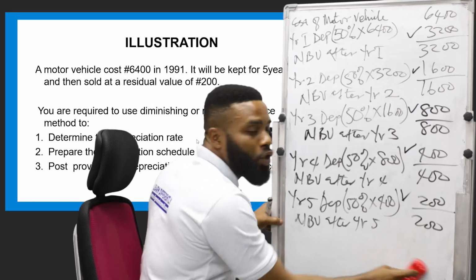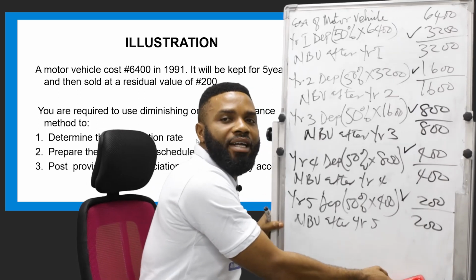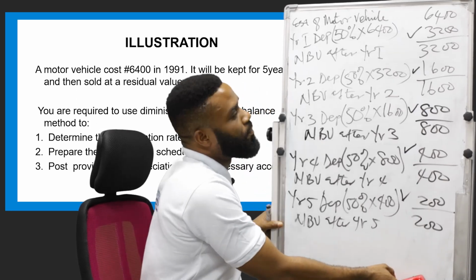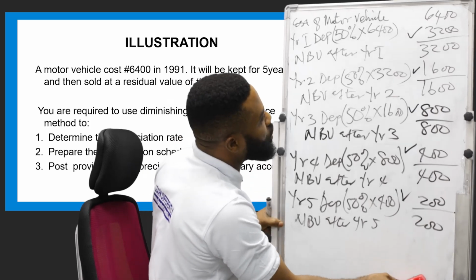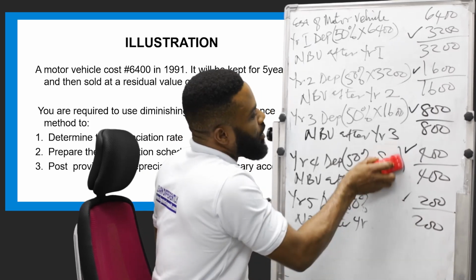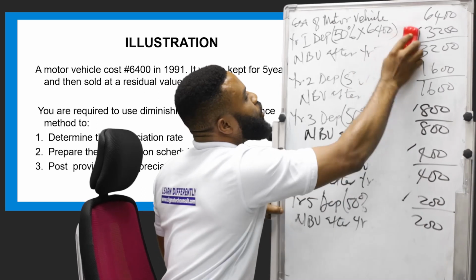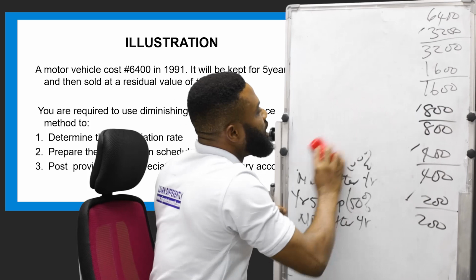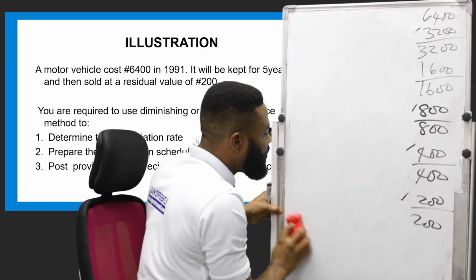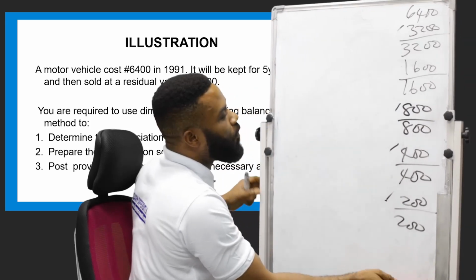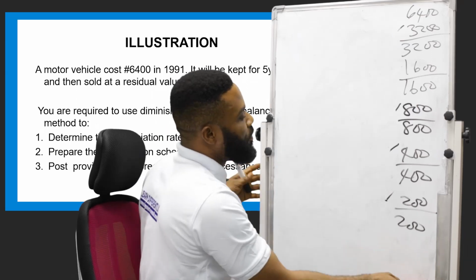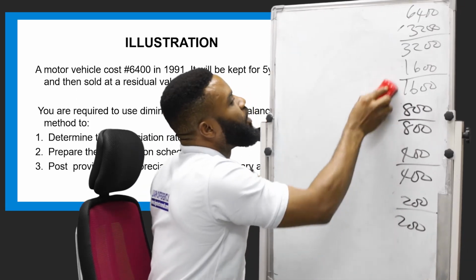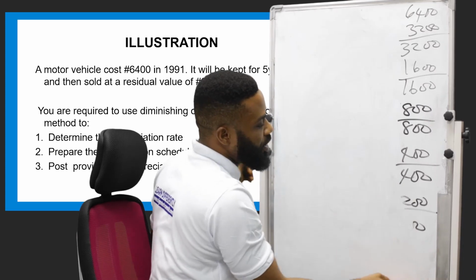Let's quickly go to question 2. They said, prepare the depreciation schedule. Prepare the depreciation what? Schedule. All right, we will not touch this side because we are going to use these values to prepare the depreciation schedule. The depreciation schedule is simply the tabular representation of the various depreciation.